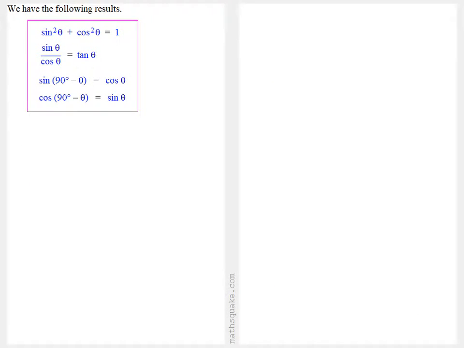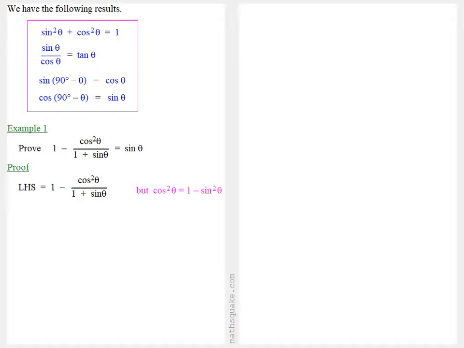Now let's see how we can use these four results to solve a problem. In example 1, we want to prove that 1 minus cos squared theta over 1 plus sine theta is equal to sine theta. Well, to do this, we must start with one side and prove that it's equal to the other side. So let's start with the left-hand side, which is 1 minus cos squared theta over 1 plus sine theta. And remember, cos squared theta is equal to 1 minus sine squared theta, because cos squared theta plus sine squared theta is equal to 1.